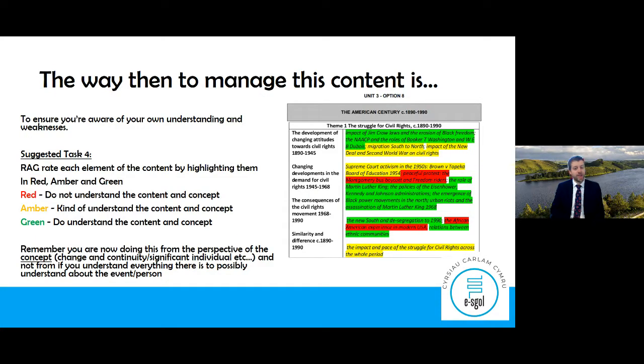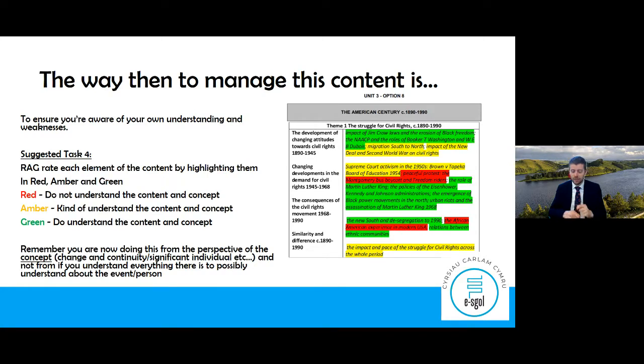Another way I'm going to suggest that you manage the content is by ensuring you're aware of your own understanding and your own weaknesses. For this, what I suggest you do is you RAG rate each element of the content by highlighting them in red, amber, and green. Red, you don't understand that content or that concept. Amber, you kind of understand the content and the concept. Green, you do understand it.